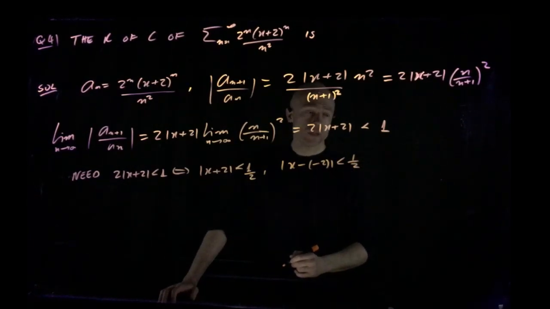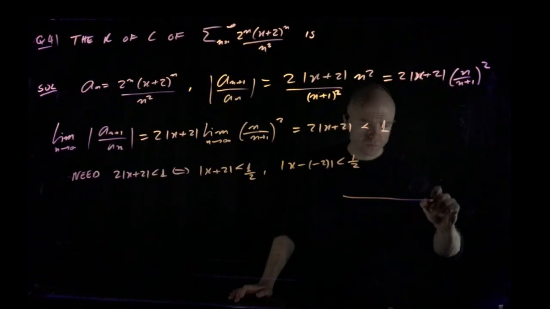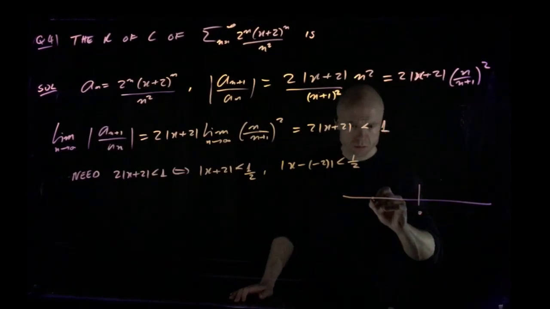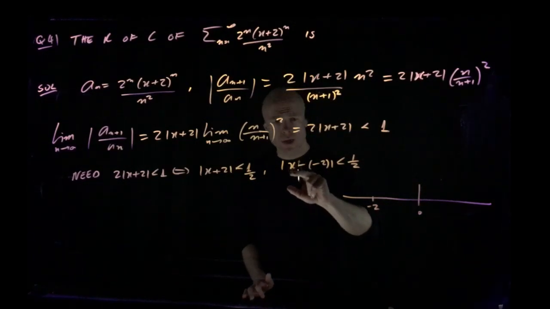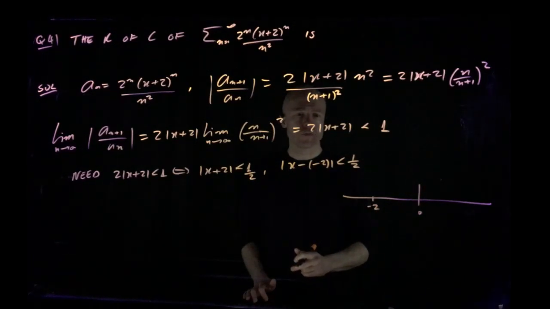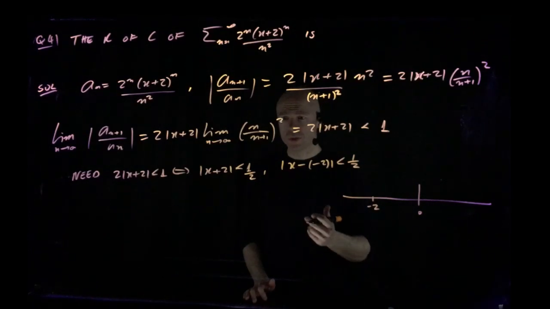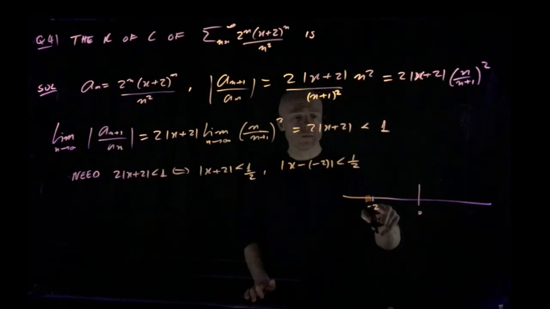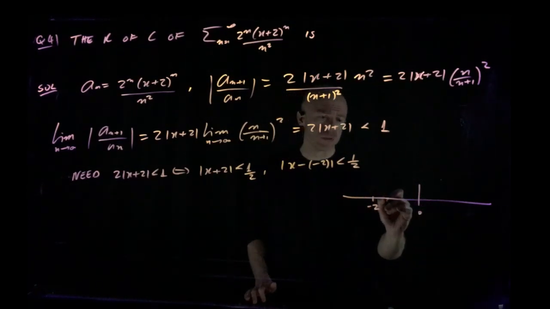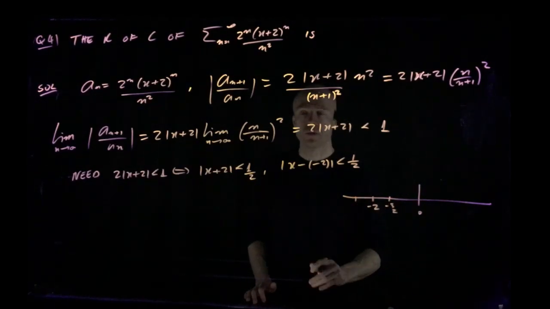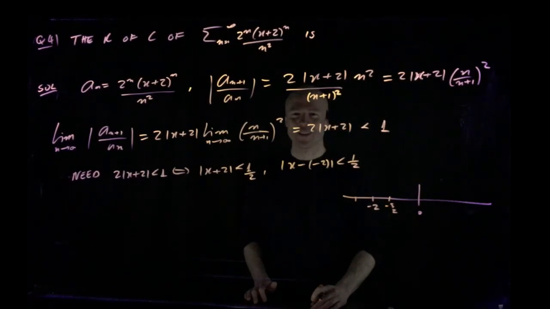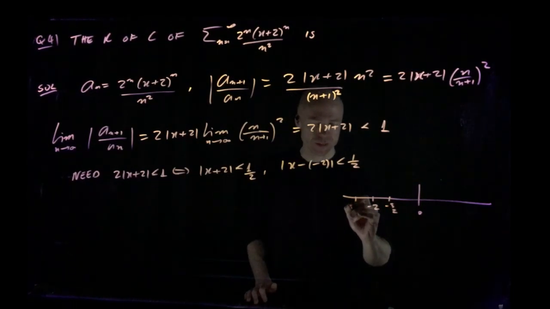Okay, cool. So let's draw a picture. Here is 0, here is minus 2, and so long as the absolute value of x minus minus 2 is less than a half, we're okay, right? So what range will that give us? Well, we can go from minus 2 backwards by a half, which will give us minus 3 over 2, and then forward by a half, which would give us minus 5 over 2, I guess, right?